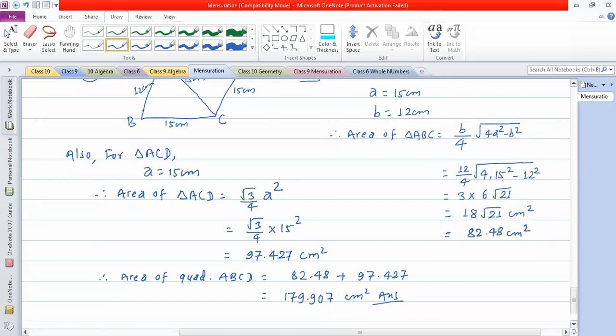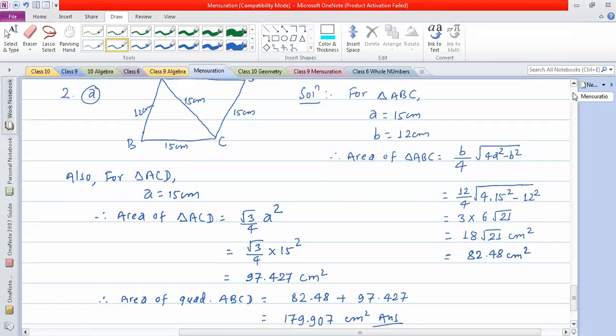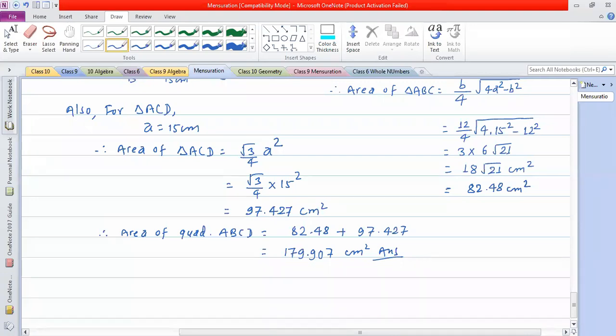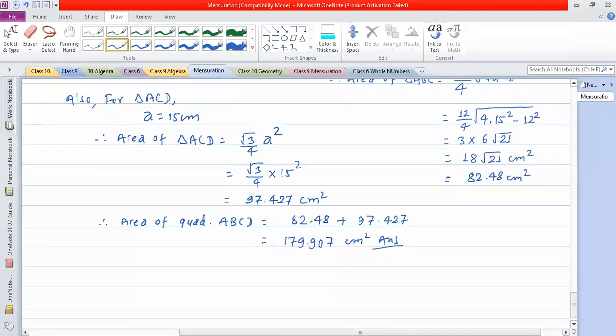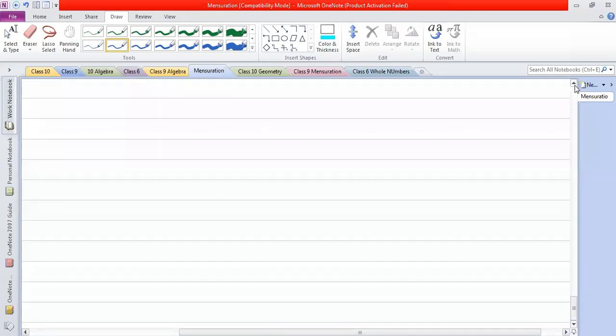Okay, it is all about question number 2A. I hope all of you understood. Okay, now all of you see this question number D. Okay, let us try this question number D.